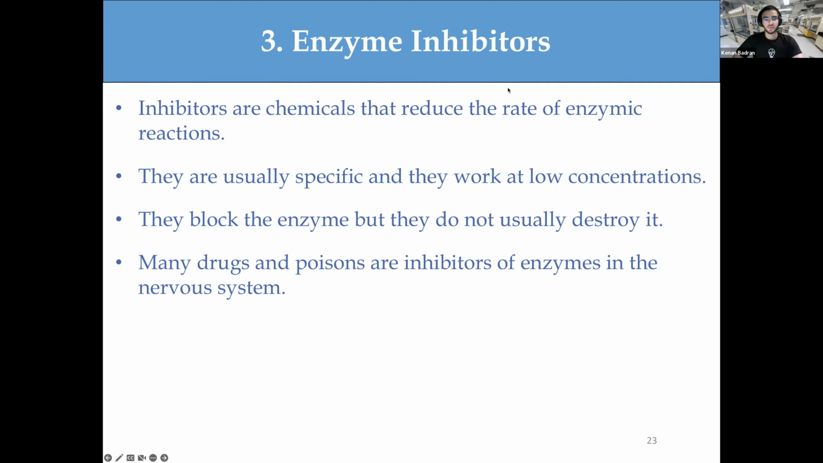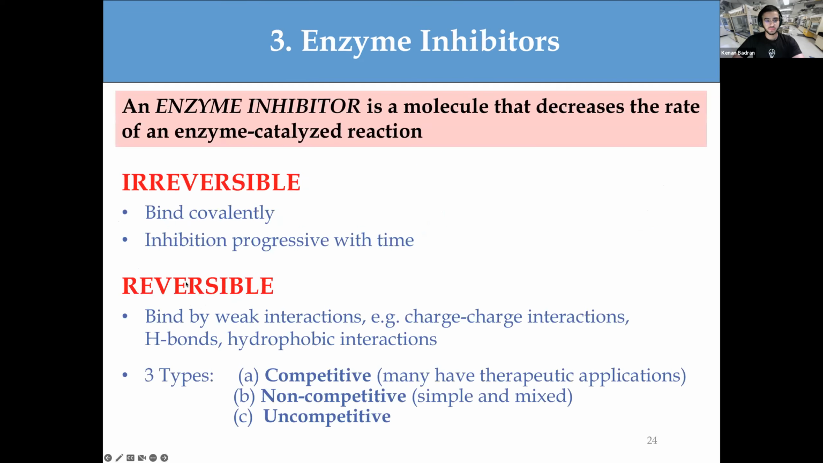Inhibitors are chemicals that reduce the rate of enzymic reactions. They are usually specific and they work at low concentrations. They block the enzyme, but they do not usually destroy it. Many drugs and poisons are inhibitors of enzymes in the nervous system. Let's look at it in review: an enzyme inhibitor is a molecule that decreases the rate of an enzyme catalyzed reaction. Okay, straightforward. We already covered this idea several times.